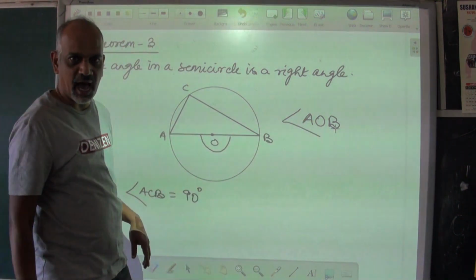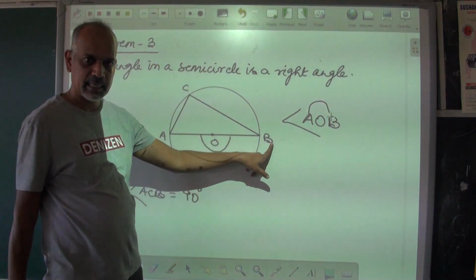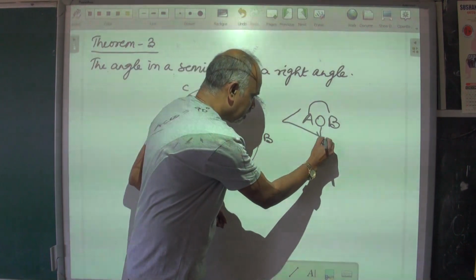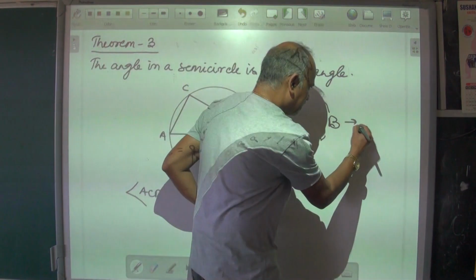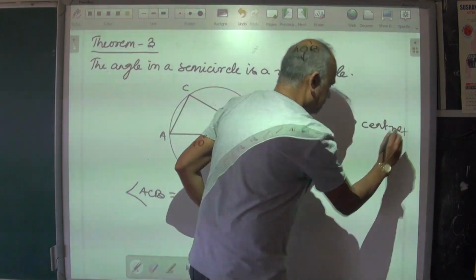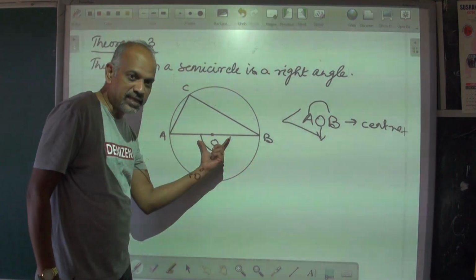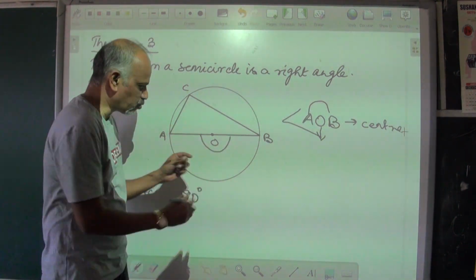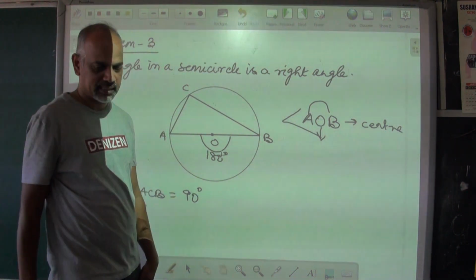Let's check and see which is the arc which makes it. AB is the arc, this one. Where is it made? At O, where O is the center. And if this is a straight line, how much is this angle? Angle on a straight line is 180 degrees. So that much is 180 degrees.